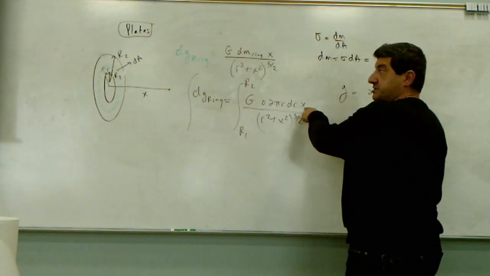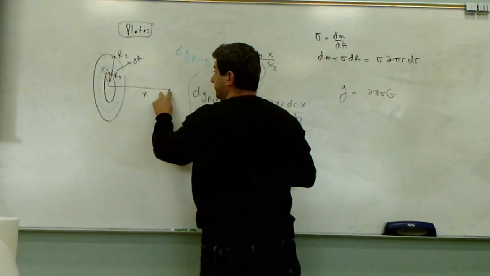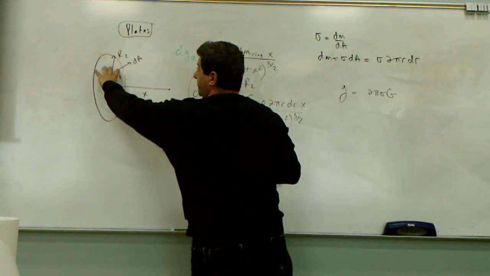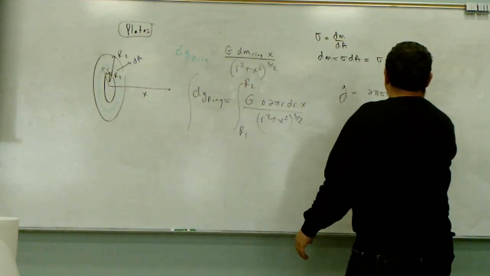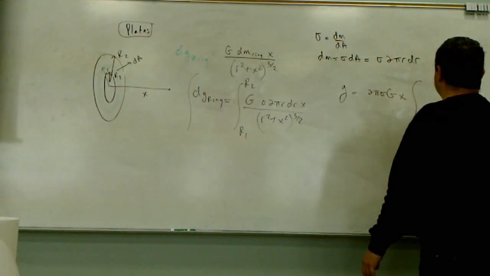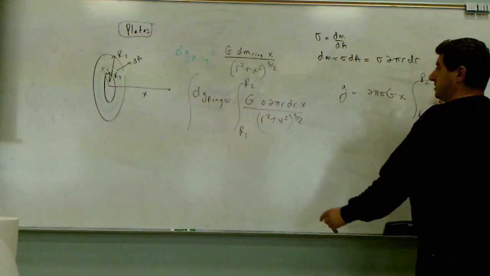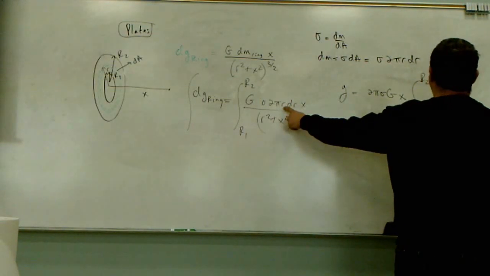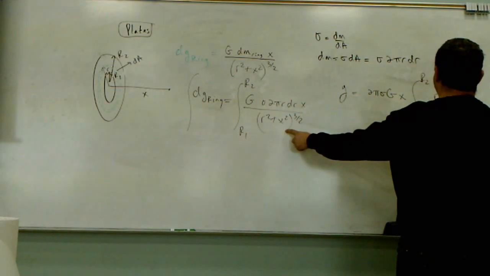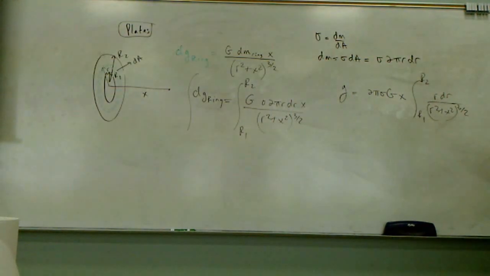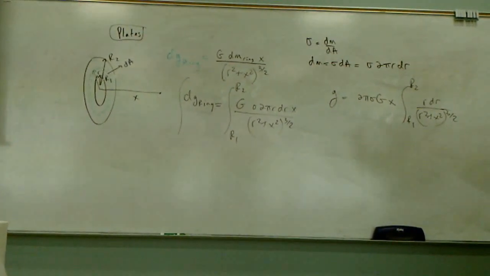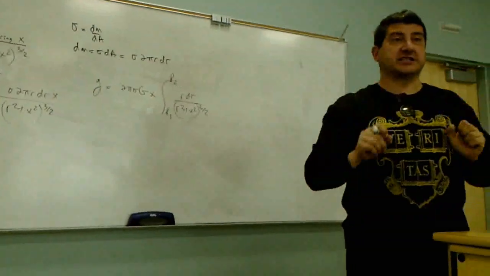X is also constant, which is the distance from here to here. So as you go to further rings, the x is not changing, it's staying the same. So then you got x, then you got here integral r1 to r2, r dr over r squared plus x squared to the 3/2. So what are we integrating over? We're integrating over all the rings with radius little r, and then their thickness is dr.